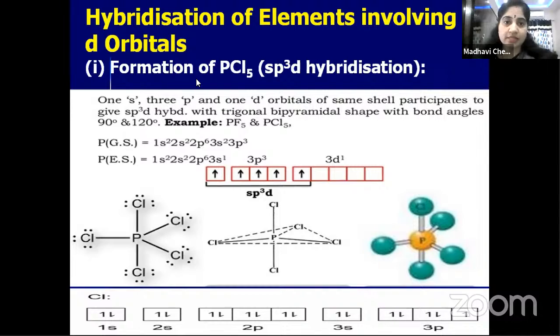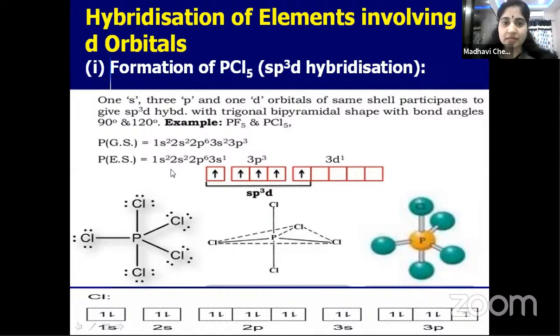Okay, so example we'll consider, children, PCl5. In PCl5, phosphorus is the central atom. So what is the atomic number of phosphorus? 15. Okay, so electronic configuration 1s2, 2s2, 2p6, 3s2, 3p3. So we'll consider only outer shell configuration, is it not? 3s2, 3p3, outer shell configuration 3s2, 3p3. So in 3s, 2 electrons are present, and in 3p, 3 electrons are present in ground state.